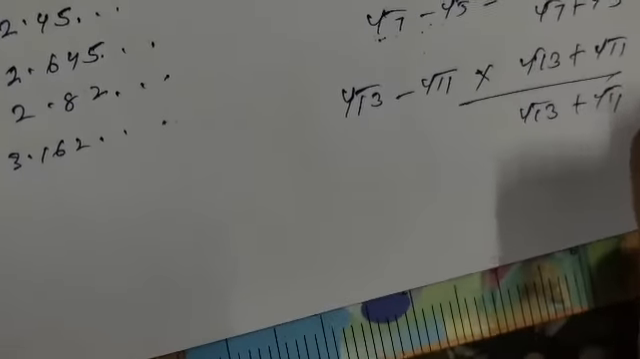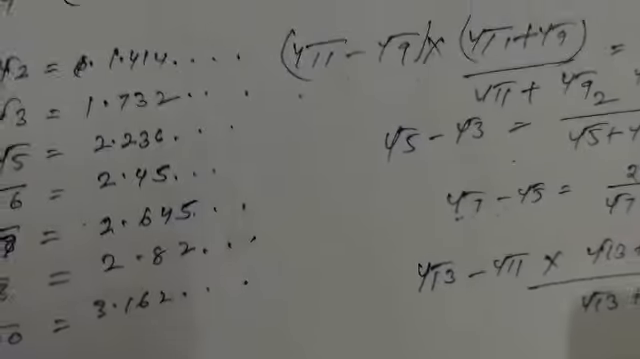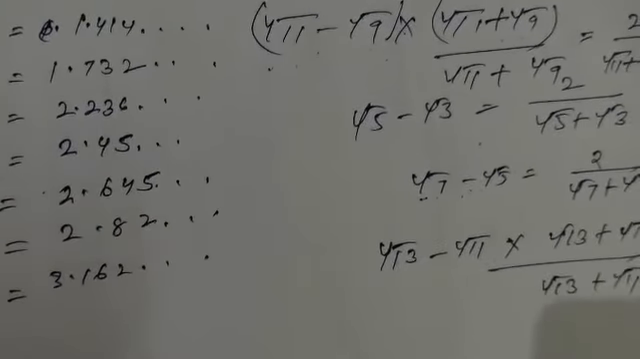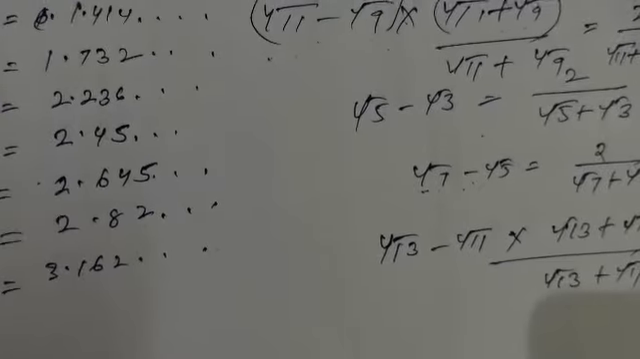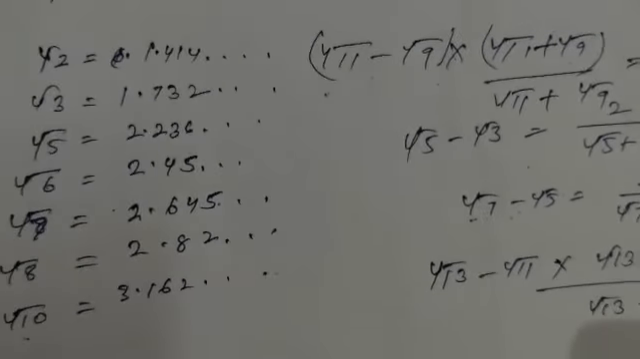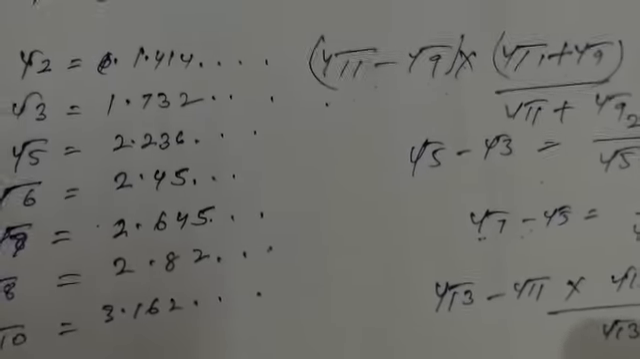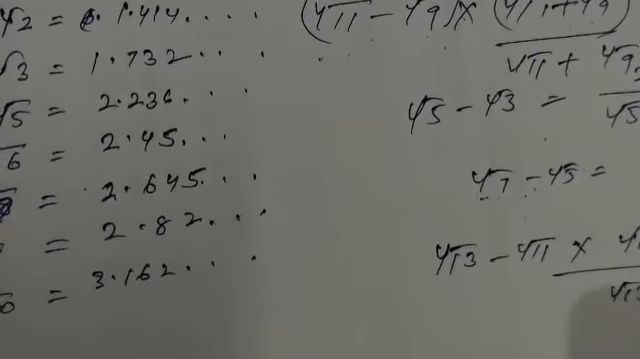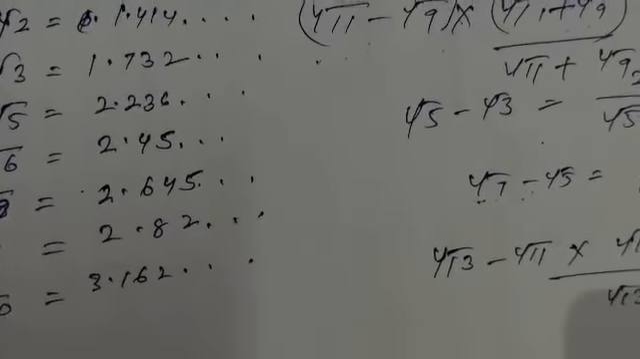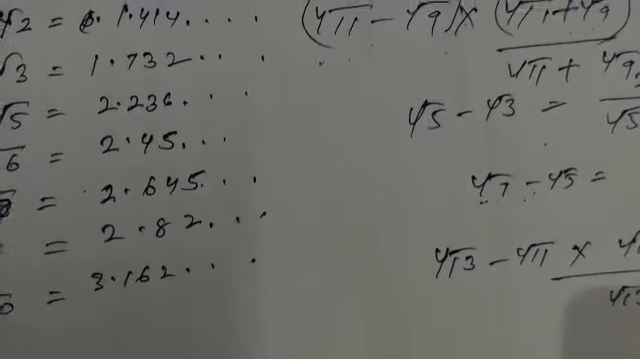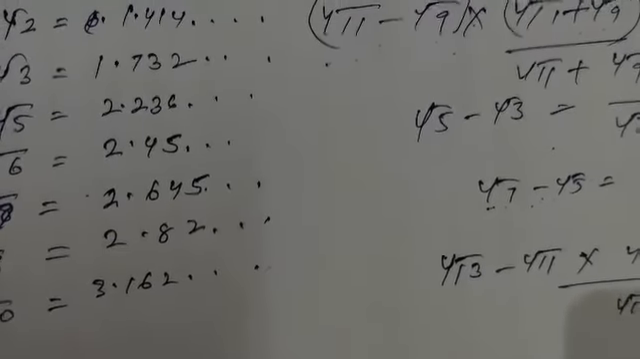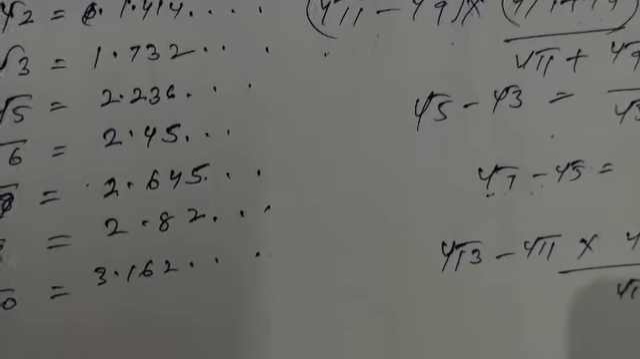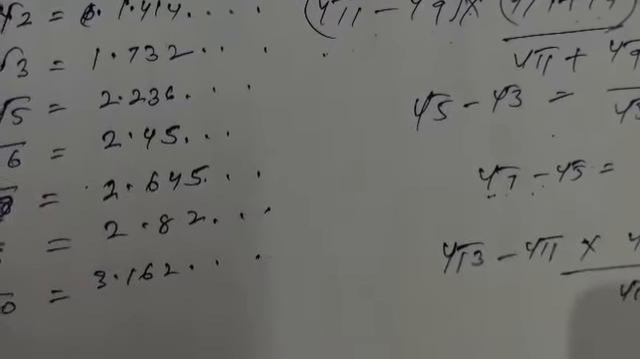Clear? Root 13 plus root 11. Now, what is happening? 2 is in the numerator. In the fourth fraction, you can see that 2 is in the numerator. Root 11 minus root 9, you can write it directly 2 upon root 11 plus root 9. Root 5 minus root 3, you can write it directly 2 upon root 5 plus root 3. Root 7 minus root 5, you can write it directly 2 upon root 7 plus root 5, and the last one is root 13 minus root 11. You can write it directly 2 upon root 13 plus root 11.